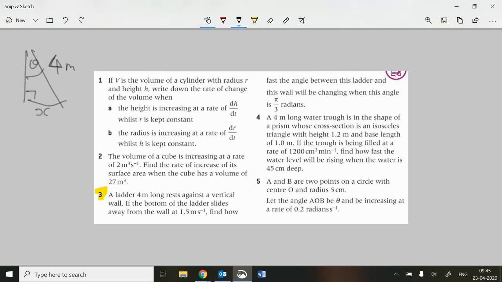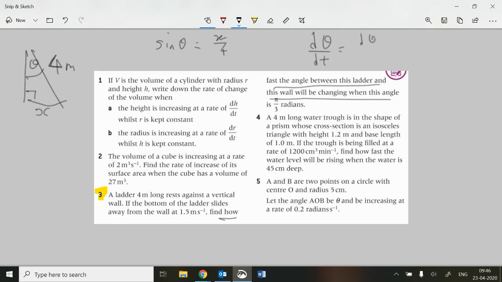Okay, so clearly we need to have a theta involved in some formula here. And I can see that I have the hypotenuse and I have the opposite involved. So in this right angle triangle, I could set up sine of theta is equal to x over 4. Okay, now it wants how fast the angle between the ladder and the wall will be changing. So they're looking for d theta dt.